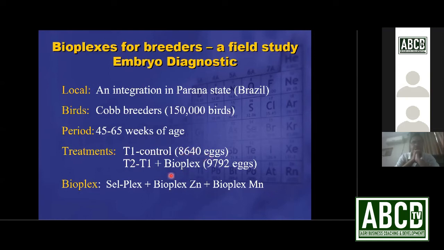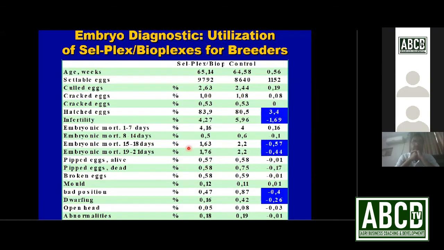They picked up 8,000 eggs. And from the ones where Bioplex and Cellplex were added, which you have over here, they got close to 10,000 eggs. So they just examined this, right? These birds here received the Cellplex, Bioplex manganese from 45 to 65 weeks. And this here was just a control group. Most of what they examined was the same, didn't change. But there were a few exceptions here. You can see here, these are the birds that received Cellplex and Bioplex, that means organic minerals, and this is the control group.